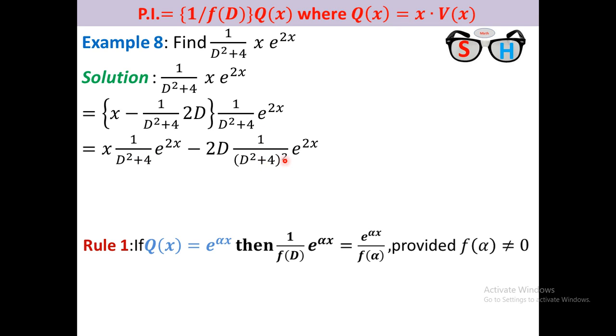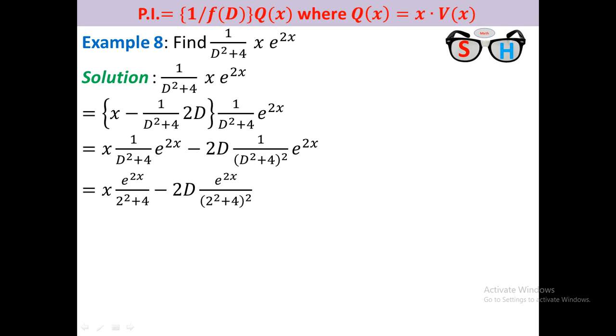If you take 1 by f(D) of e to the power 2x, you have to put 2 in place of D, therefore 2 square plus 4 will be there, and there also 2 square plus 4, but 2D remains unchanged. You have to operate this later. Therefore x by 2 square plus 4 e to the power 2x minus 2D of e to the power 2x by (D square plus 4) squared. Just I use rule 1. Here e to the power 2x there, and replace D by 2. Here also the same. This will be 4 plus 4 is 8. This is just 64.